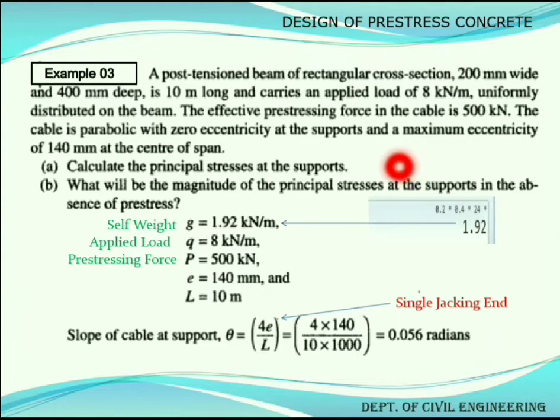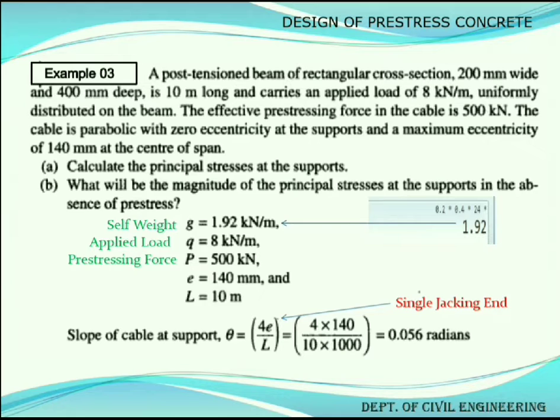Now, what we need to compute first is the principal stresses at the support. Second, what will be the magnitude of principal stresses at the support in the absence of pre-stress? We need to calculate that. So remember, this is a post-tension beam, which means the tensioning is done later. So a stage comes where the point B becomes valid, and we need to calculate that value.